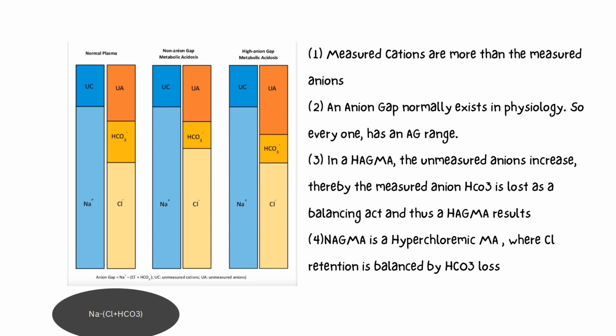If you look at the middle column, we see that the measured anion bicarbonate is less in number, and that space is taken by another measured anion, chloride. So the gap remains the same and we get a NAGMA. This is the process of normal physiology, high anion gap and normal anion gap metabolic acidosis.